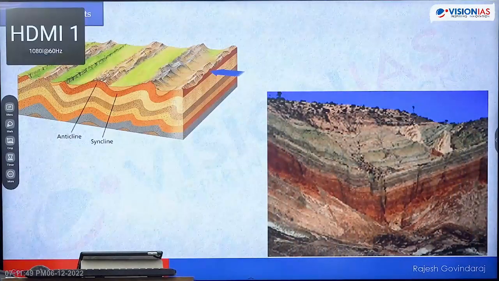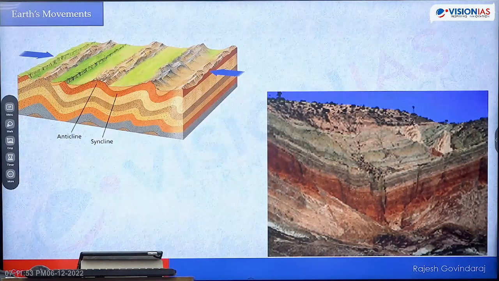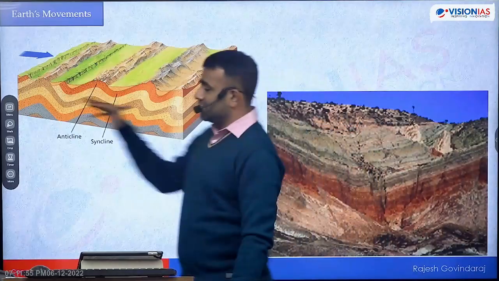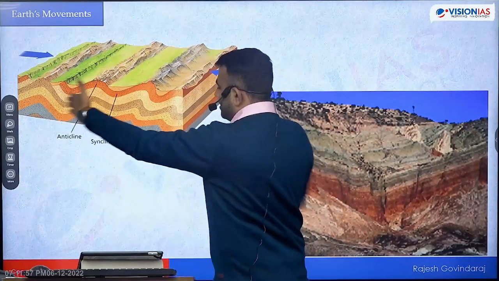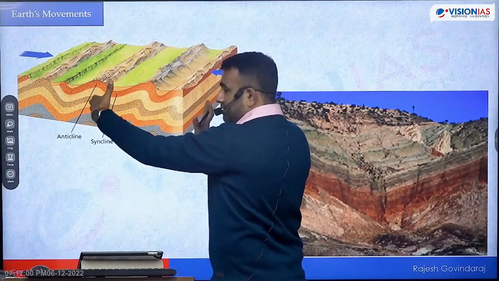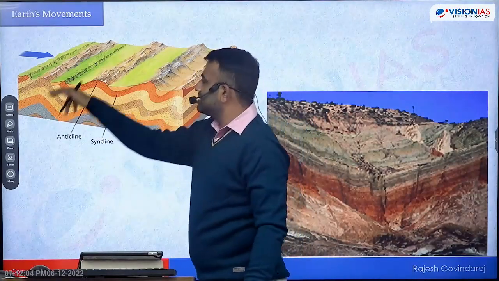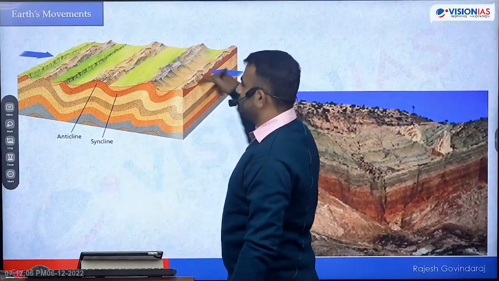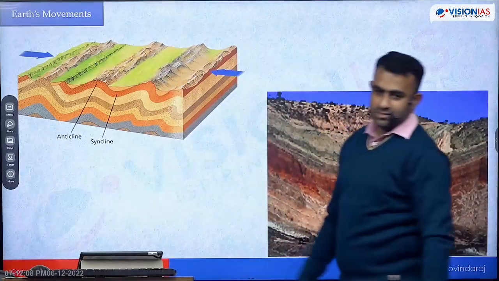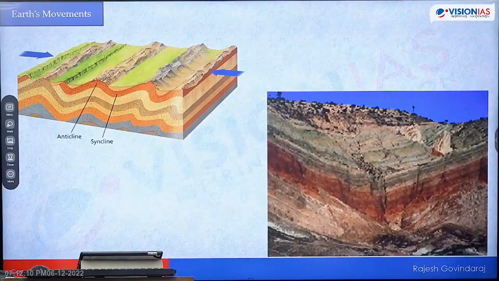This is what is folding. The original rock layers, they were totally horizontal layers. Due to the continued compression, they get compressed. The original rock layers got compressed, and here in some regions you will find the fold mountains wherever it is rising up.